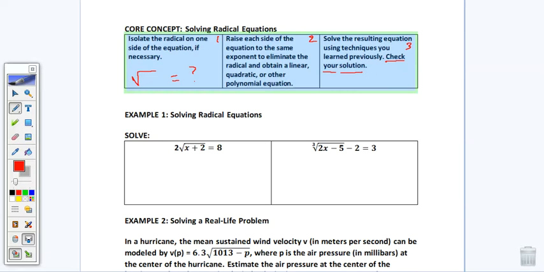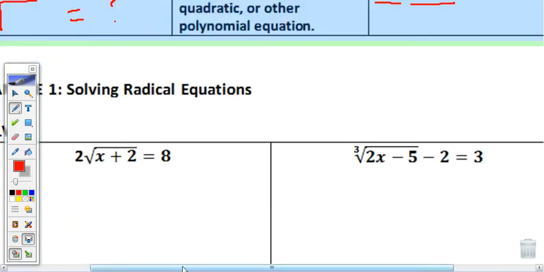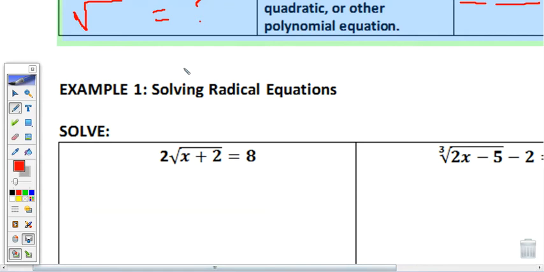Okay, so let's look at example 1 right down here. Okay, our job is to solve this right here. Step 1 says get the radical all alone. Is the radical all alone down here in 2 times the square root of x plus 2 equals 8? No. So what do we have to get rid of first, kids? Got to get rid of this 2. In order to make the square root of x plus 2 be alone, we've got to get rid of this 2. So what are you going to divide both sides by? 2.